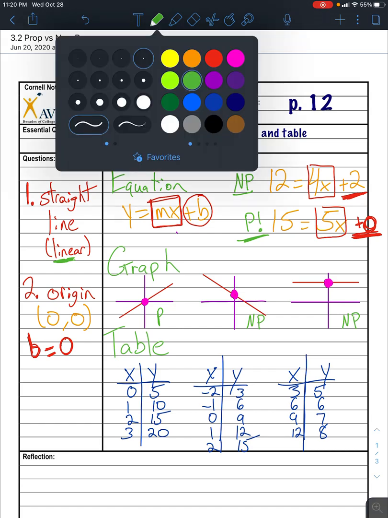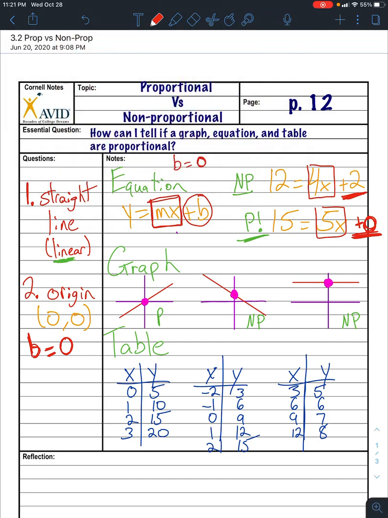Now for a table, you are mainly going to check for two things. So this is going to be the hardest one. So the first thing you have to check for, and this is the easiest one, you need the point 0, 0, right? We already said that if it's going through the origin, that means it's 0, 0. So if your table does not have the point 0, 0, it is not proportional. So for example, this one right here, I have 0, 5.